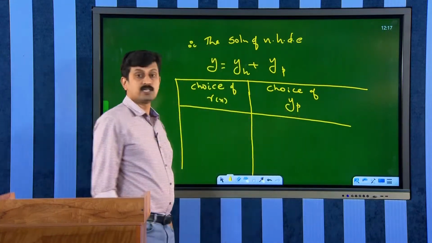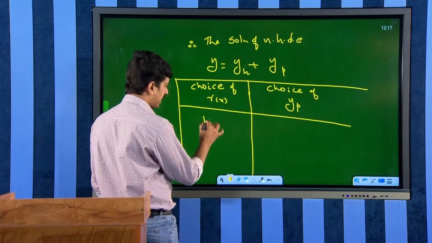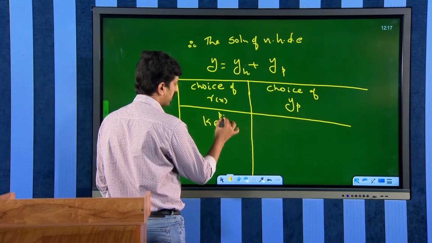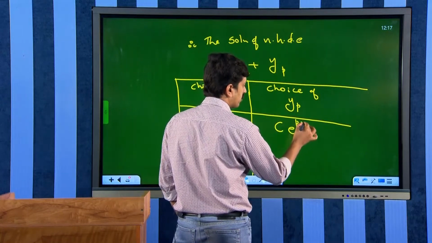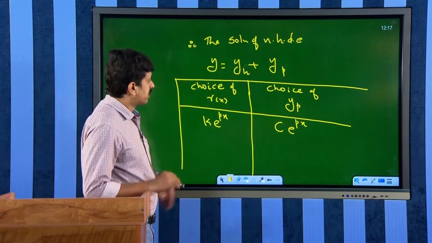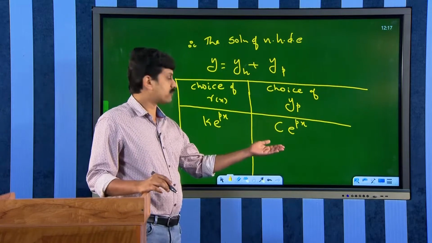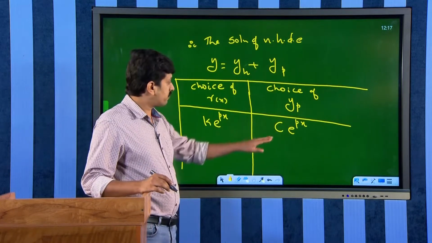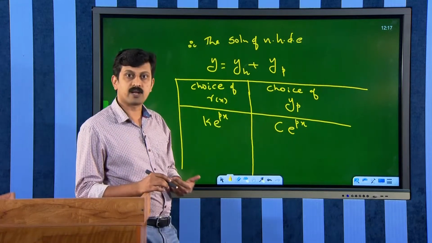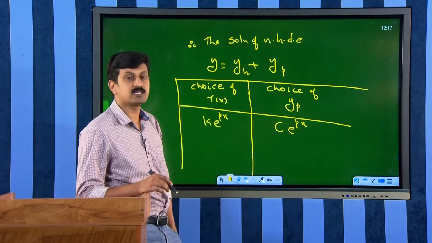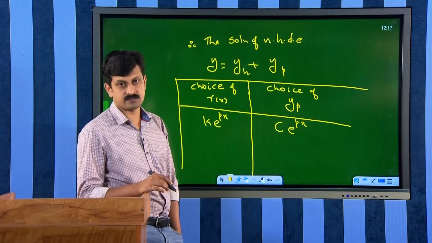See, dear students, if r of x is equal to k e raised to px, then we say that yp is equal to c e raised to px, and we just find the value of c. We will find yp dash and yp double dash, apply them in the equation, and after applying, we can find the value of c.